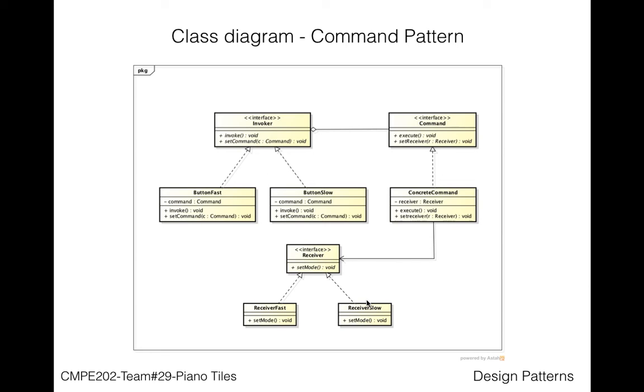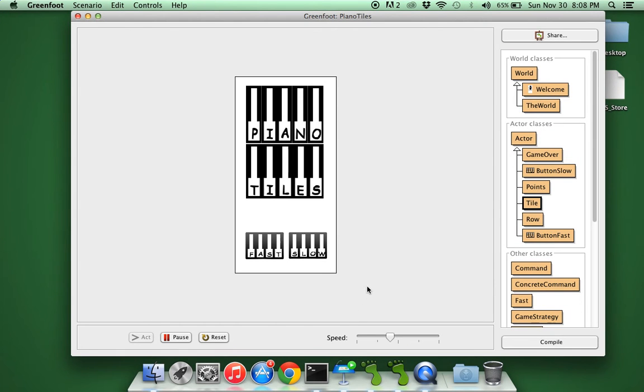The concrete command has the execute method which invokes the operation on the receiver. The receiver implementations decide how the command is processed. This pattern makes it easy to add other commands by decoupling the invoker from the objects that handle the invocation. We will see the command pattern that implements the selection of game mode in our game.